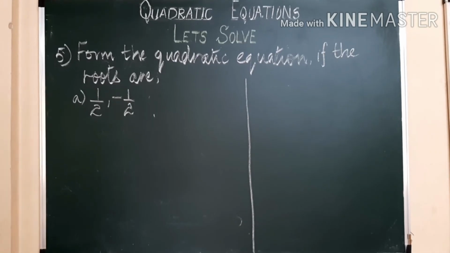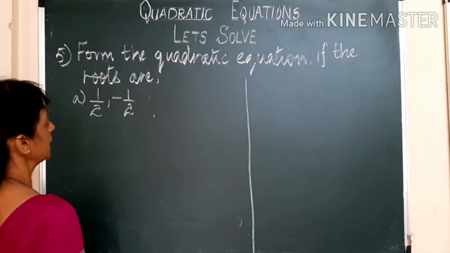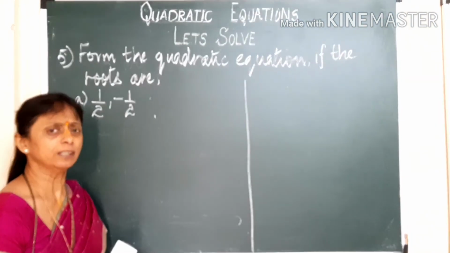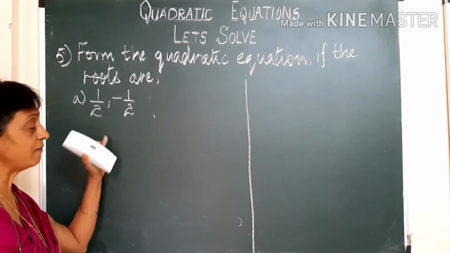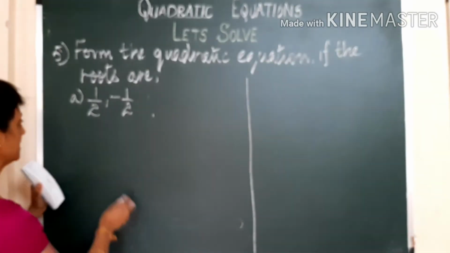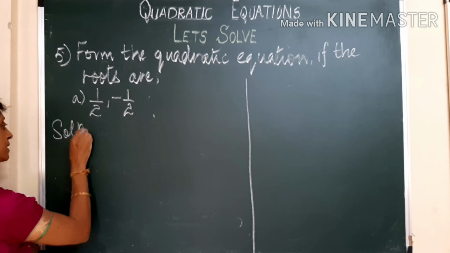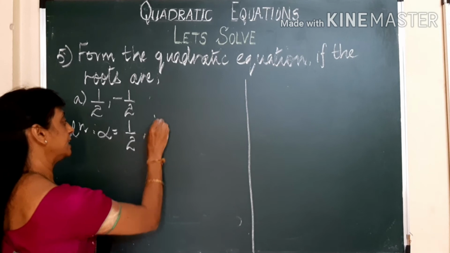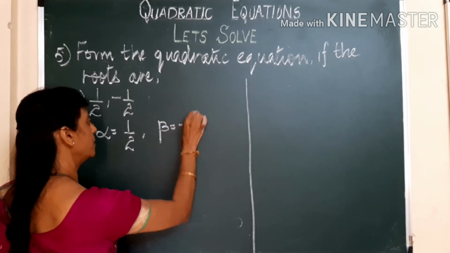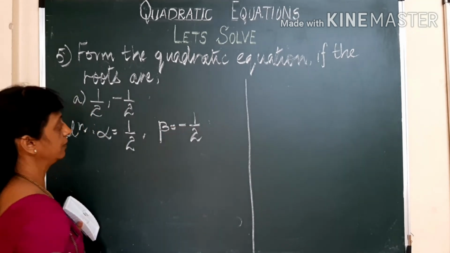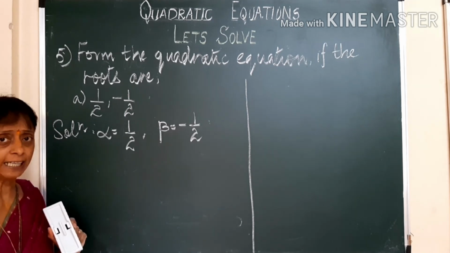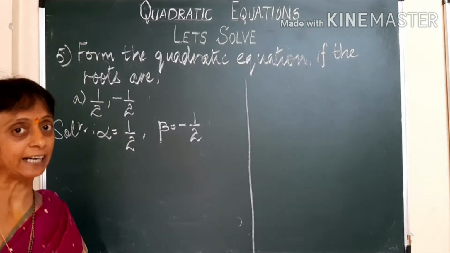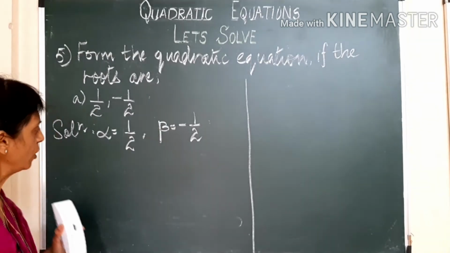Now, children, the next problem. Form the quadratic equation if the roots given are 1 upon 2 and minus 1 upon 2. That means, children, what is given? Alpha is given and beta is given. So, first let's write down what is given. Alpha is equal to half and beta is equal to minus half. Now, children, how do we get the quadratic equation? Once you know the roots, you know the relation, how to form the quadratic equation when the roots are given. What is it, children?